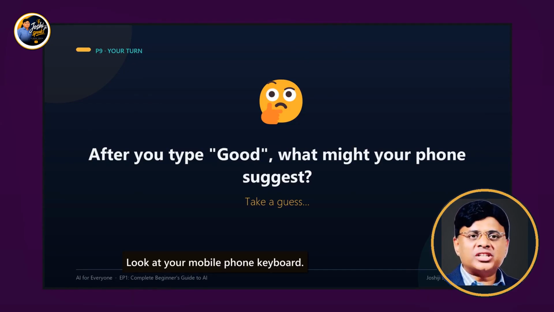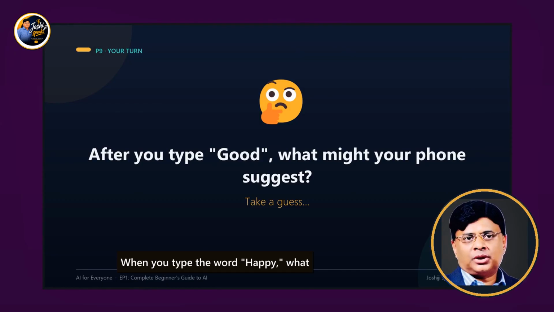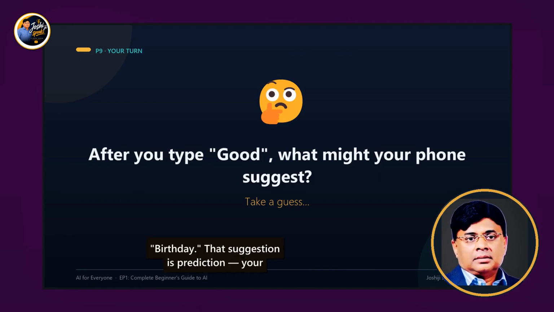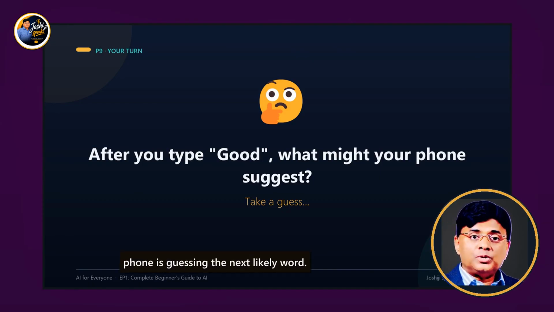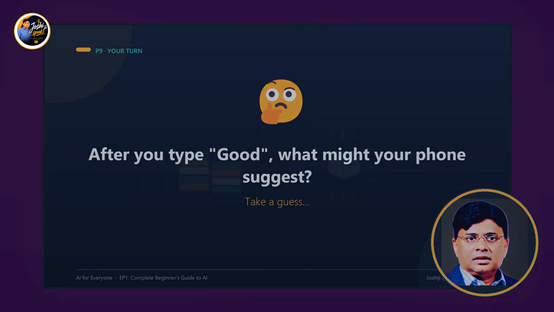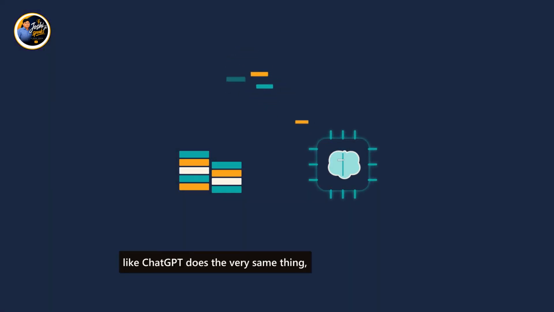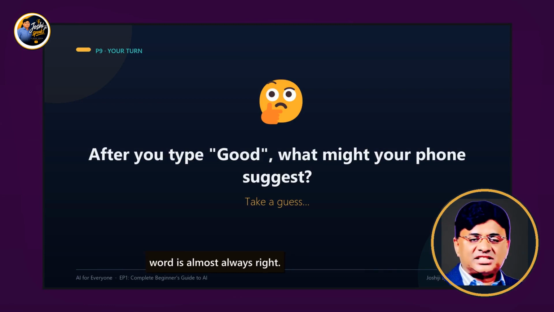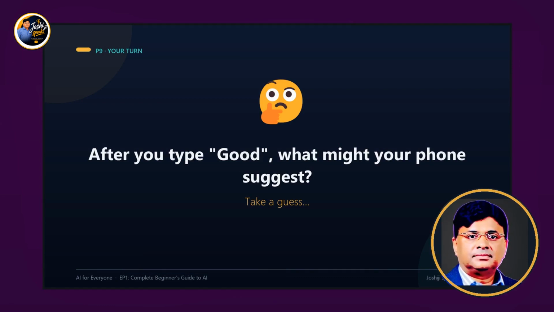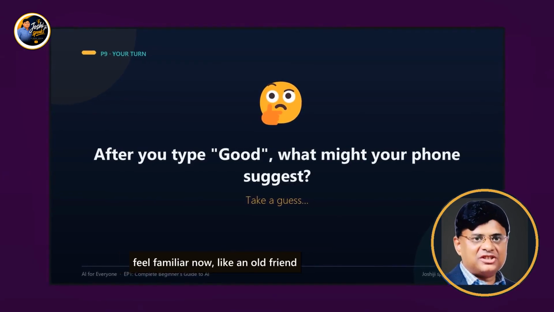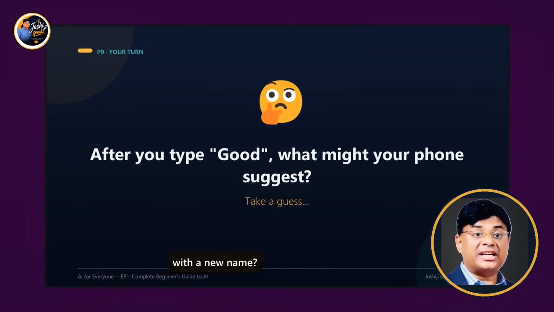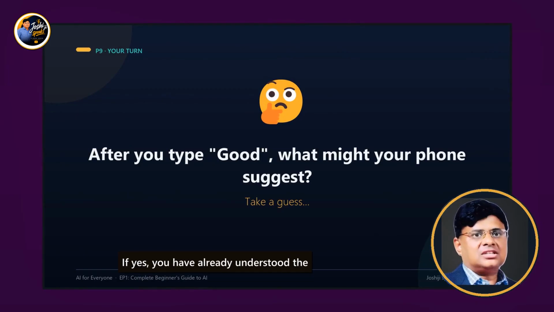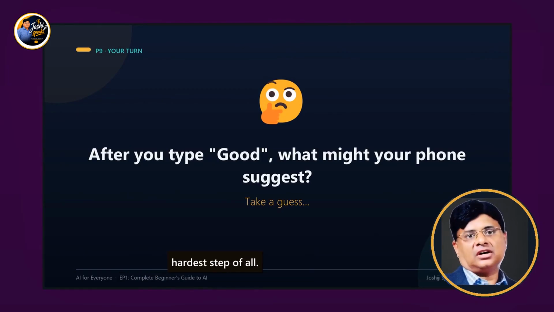Look at your mobile phone keyboard. When you type the word, happy, what little word pops up above the keys, ready for you to tap? Birthday. That suggestion is prediction, your phone is guessing the next likely word. A big AI like ChatGPT does the very same thing, except it has learned from millions of books, so its guess of the next word is almost always right. So tell me honestly, does prediction feel familiar now, like an old friend with a new name? If yes, you have already understood the hardest step of all.